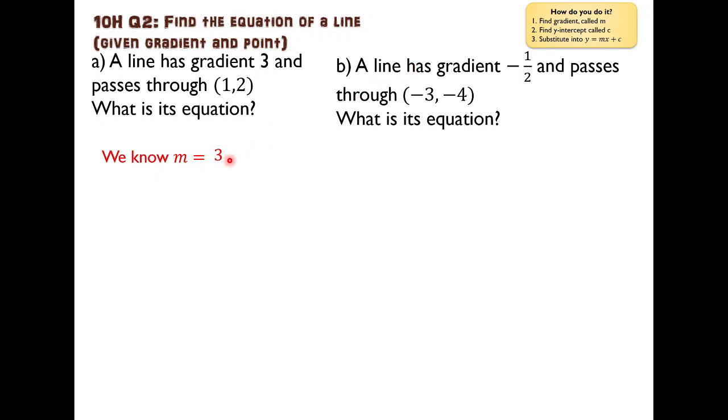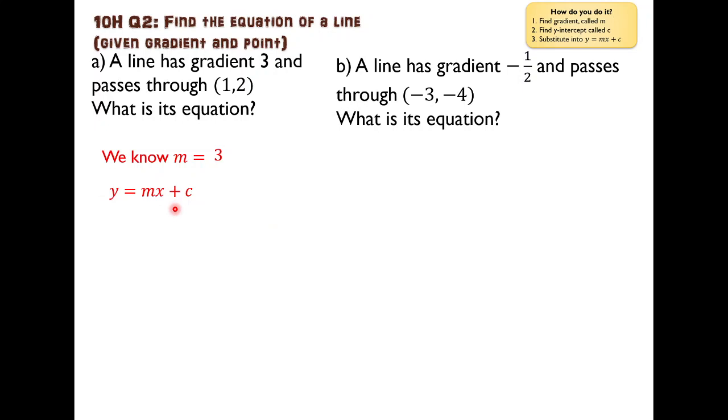Now we can narrow down what the equation looks like, because you might remember that the equation of a line looks like y equals mx plus c. For this question here, I'm going to swap steps 2 and 3. I'm going to write y equals mx plus c. This is the equation of any straight line.